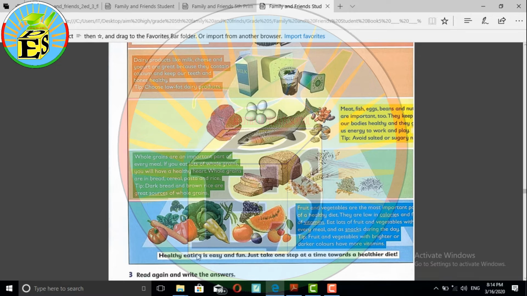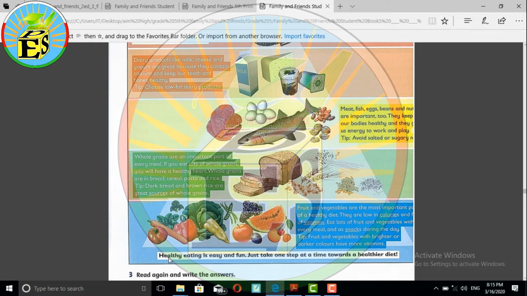Look at this advice: healthy eating is easy and fun. Just take one step at a time towards a healthier diet. Again, this step, because it's very important. Healthy eating is easy and fun. Just take one step at a time towards a healthier diet.